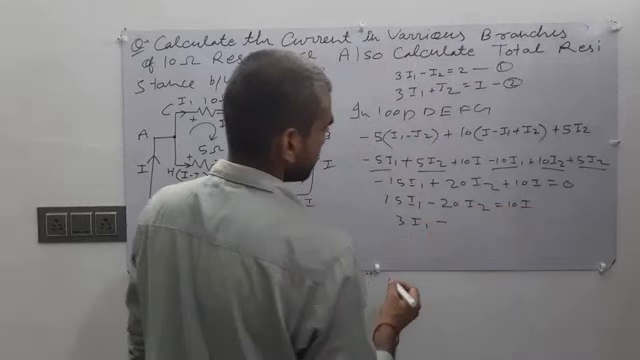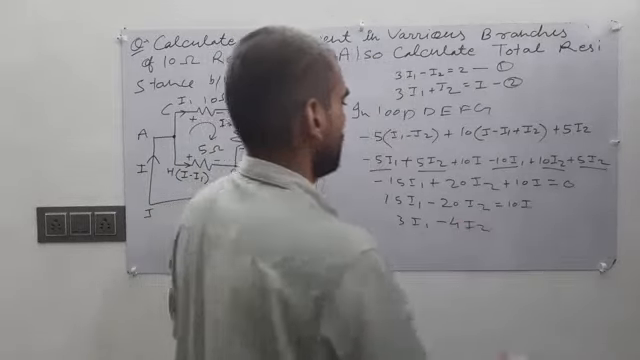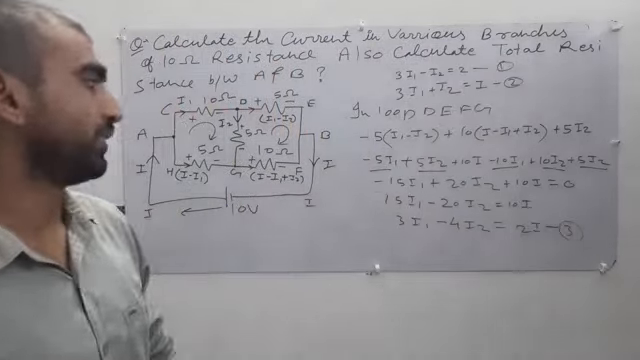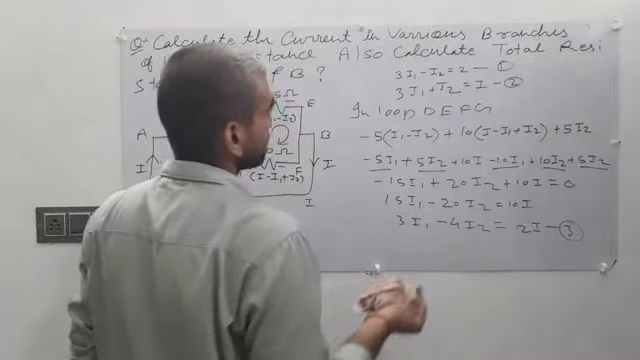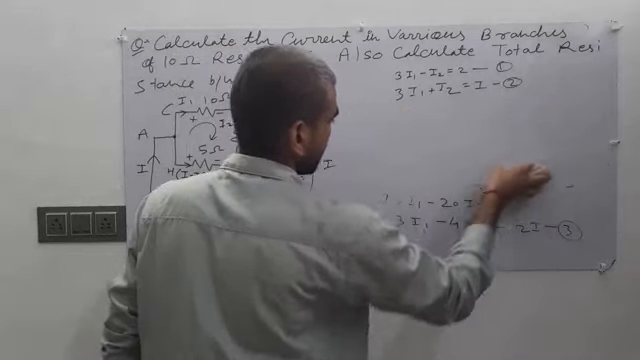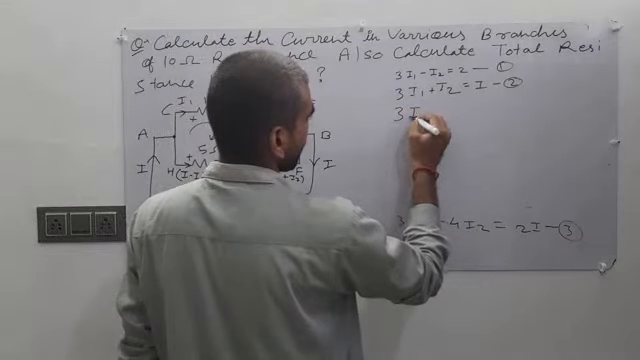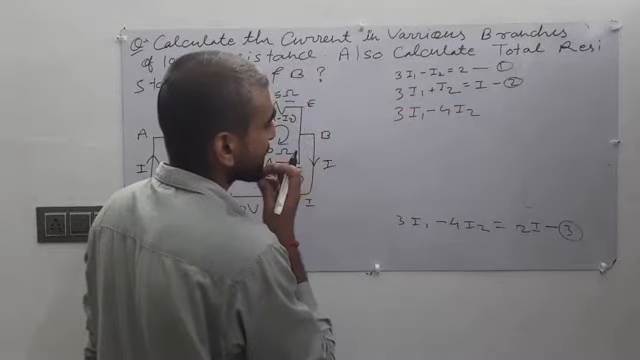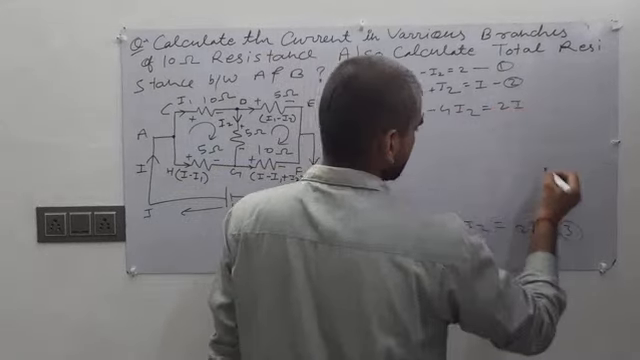3 I1 minus 4 I2 equals 2I. We take common and divide by 5. So 3 I1 minus 4 I2 equals 2I. This is equation number 3.